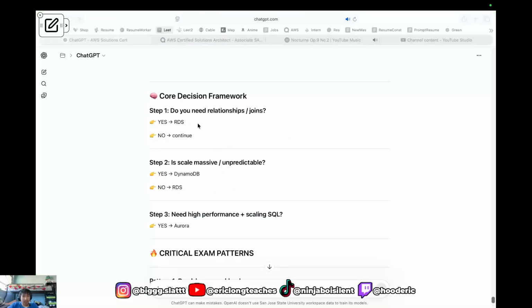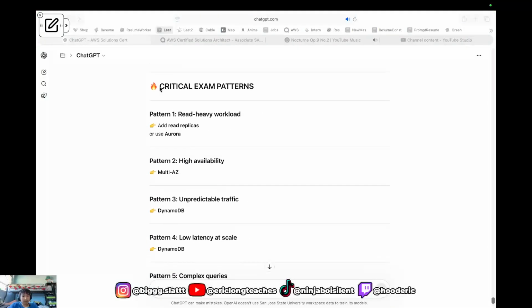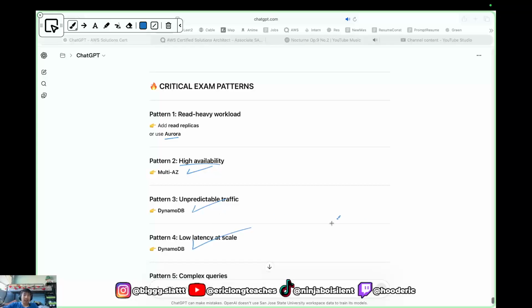Let's go figure out the key critical exam patterns now. So we have a read heavy workload. If it's read heavy, add read replicas, use Aurora. High availability, use multiple AZs. Unpredictable traffic, use DynamoDB. Low latency at scale, DynamoDB. So wait, does that mean we could have RDS plus read replicas? I thought it would have read replicas already, right?